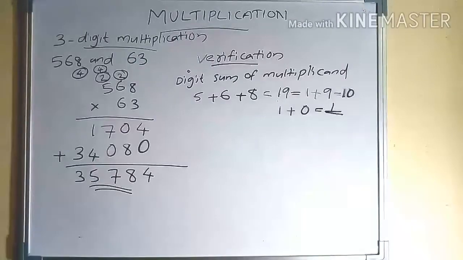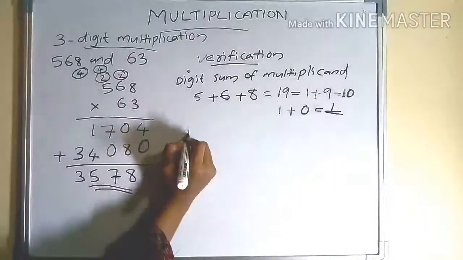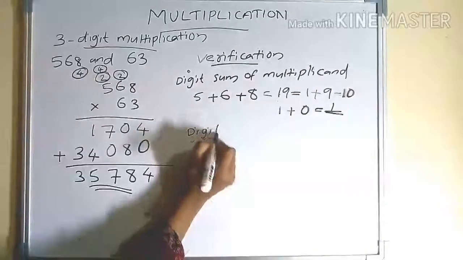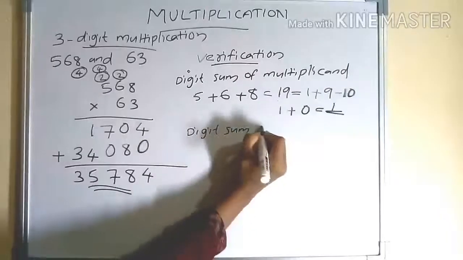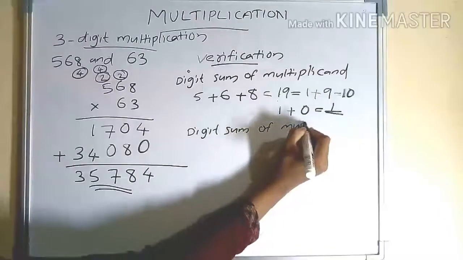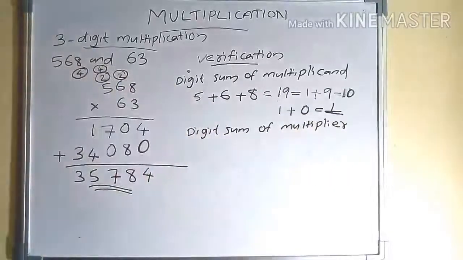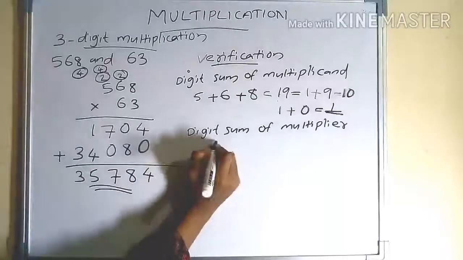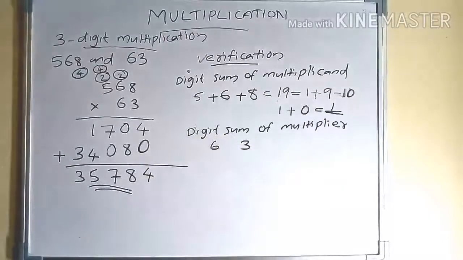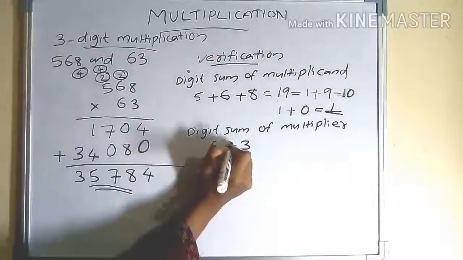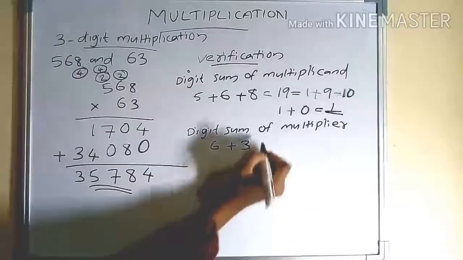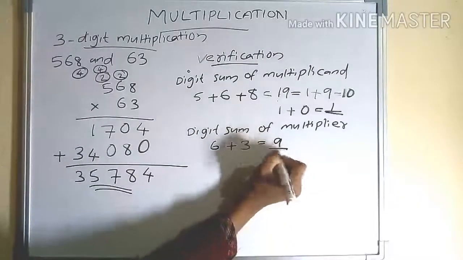Okay, next the digit sum of the multiplier. In this question we know that the multiplier is 63. 63 is a two-digit number, so split 63 into single digits, that is 6 and 3. Okay, next we add 6 plus 3. So what is the answer? 6 plus 3? 9. This is a single digit.